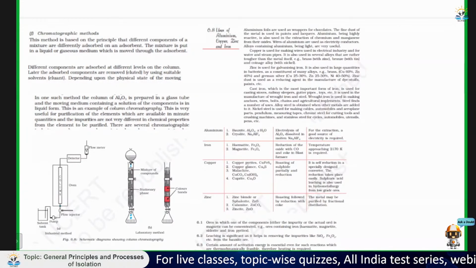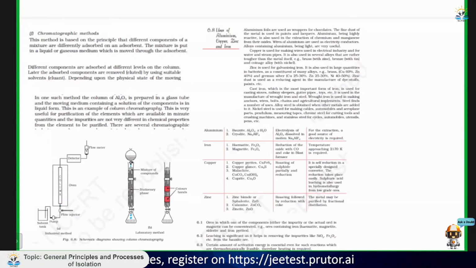That's the thing. First, the definition again. Different components are adsorbed at different levels on the column. Later, the adsorbed components are removed using suitable solvents depending on the physical state of the components. That's all. In one such method, a column of Al2O3 is prepared in a glass tube and the moving medium contains a solution of the components in liquid form. This is an example of column chromatography. The picture is shown below.